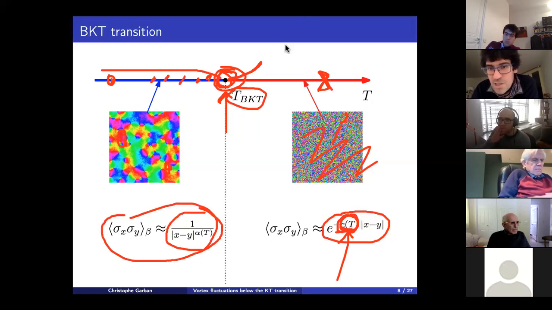Of course, those reasonable bounds will break before the actual phase transition. Otherwise, you would have a way to compute T BKT, and you don't.